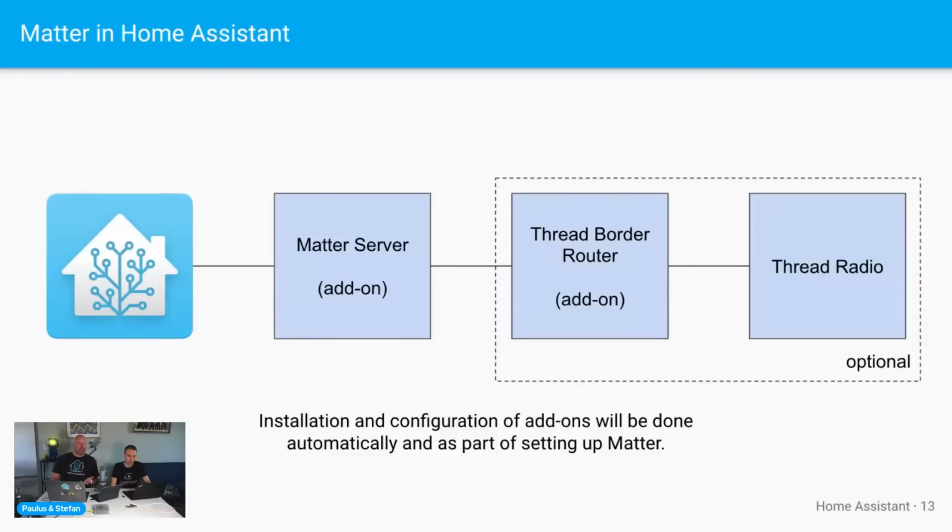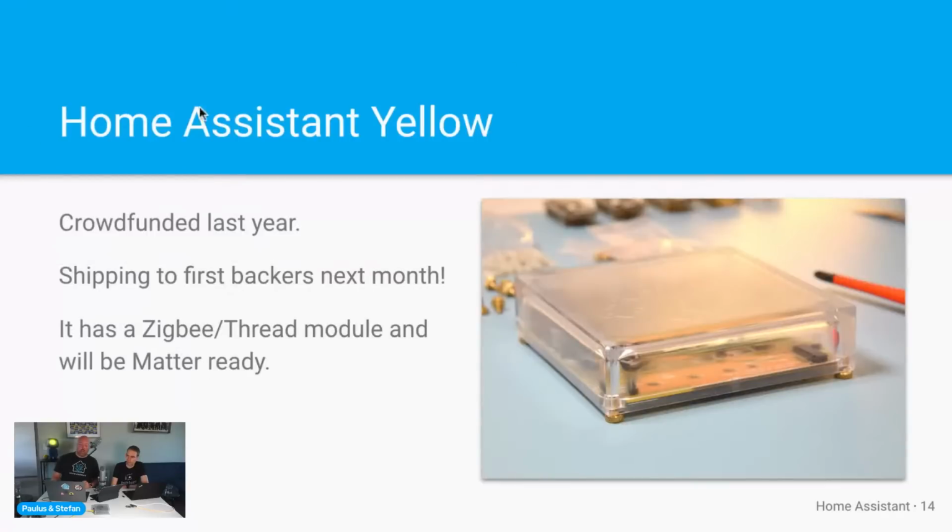Now, to get thread in Home Assistant, you need a thread radio. So one of the things that we added to Home Assistant Yellow is a thread and Zigbee module. This is our second generation hub, Home Assistant Yellow. We crowdfunded this at the end of last year, and we're actually going to ship it next month. Mass production has started, and the first backers will get their Home Assistant Yellows next month, and the other ones hopefully soon thereafter.